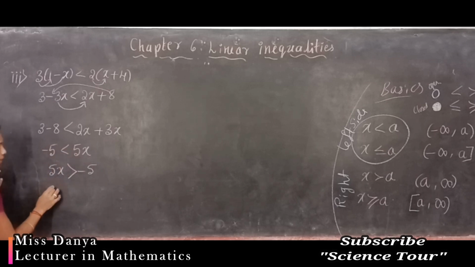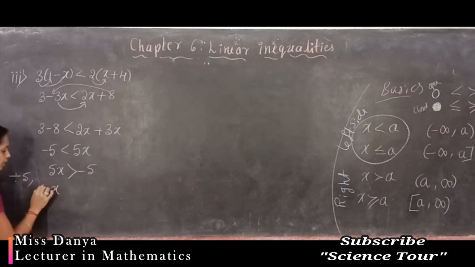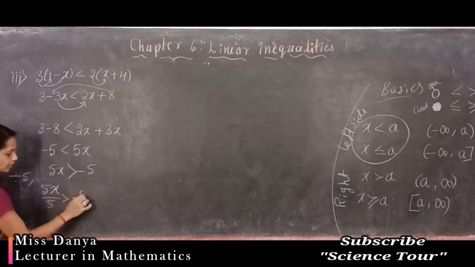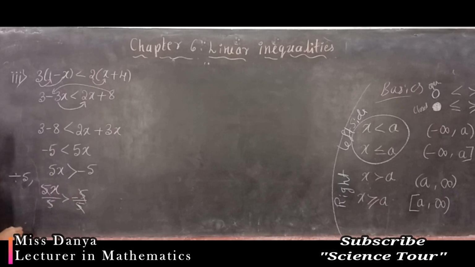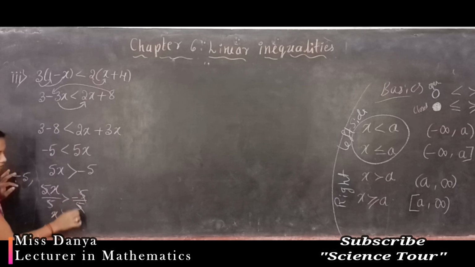Okay, now you have to make the coefficient of x 1, but here 5 is there, so to cancel that you have to divide by 5. Okay, so dividing by 5, what do we get? 5x divided by 5 is greater than minus 5 divided by 5. 5 by 5 cancels. So here what will you get? x greater than minus 1. Okay, nothing left means 1 with the minus sign, minus 1.